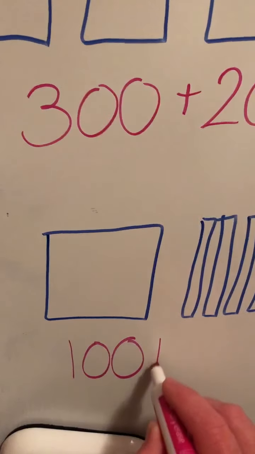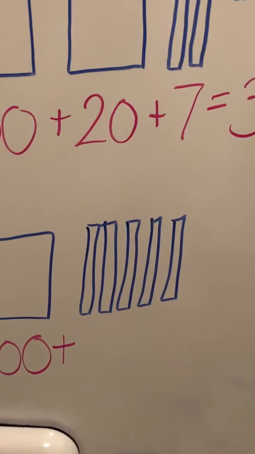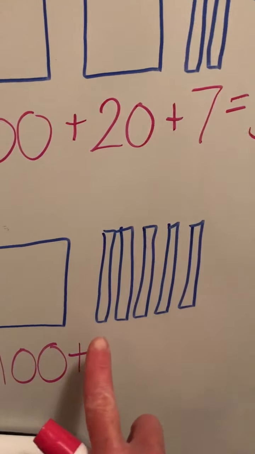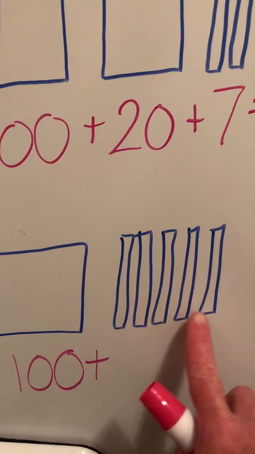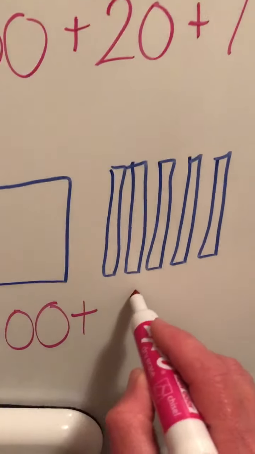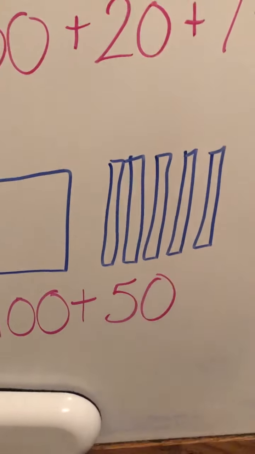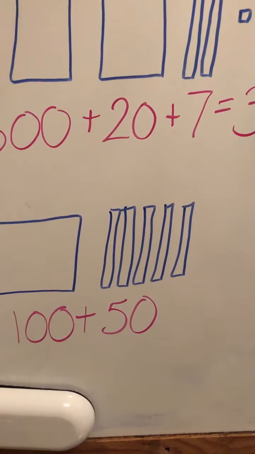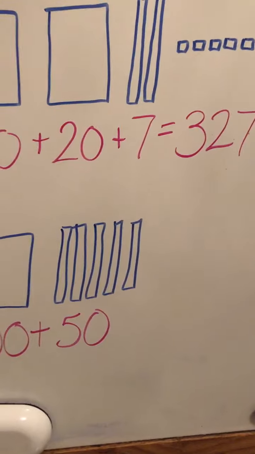We have 100. How many 10 sticks? We have 5 10 sticks, and what does that equal? 10, 20, 30, 40, 50. Okay, so what do we have for our 10s? 50. And then how many ones? We don't have any unit cubes, do we?